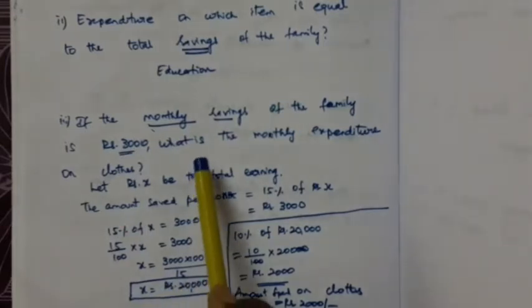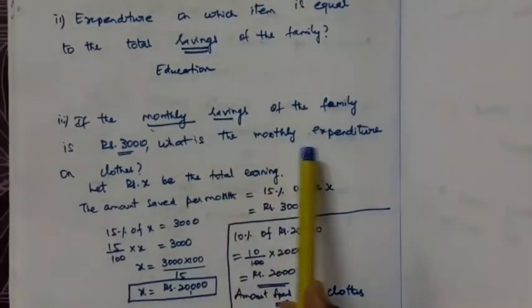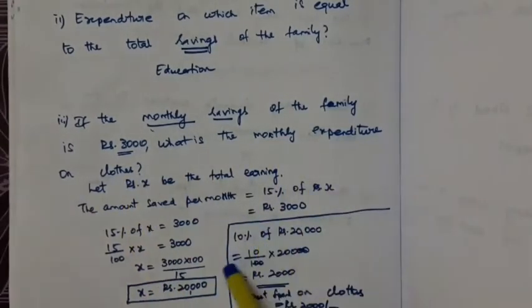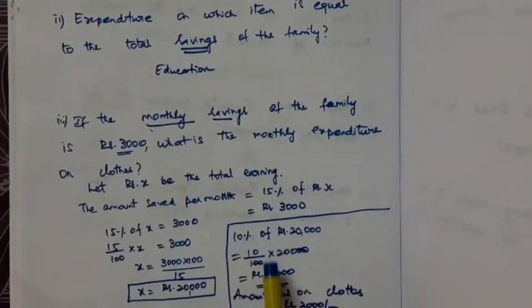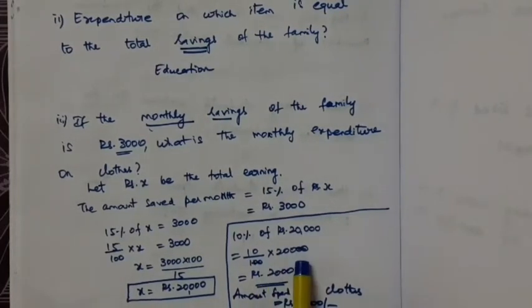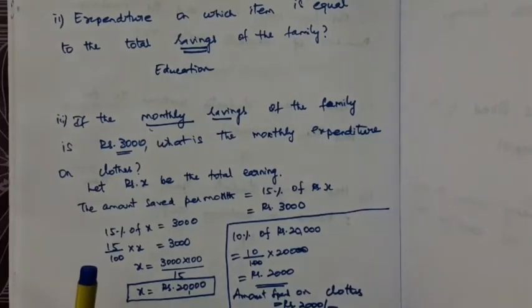So now next you have to find the monthly expenditure on clothes. That is 10%. The 10% of rupees 20,000 is 10 divided by 100 multiplied by 20,000, which is 2,000. So the amount spent on clothes is rupees 2,000.